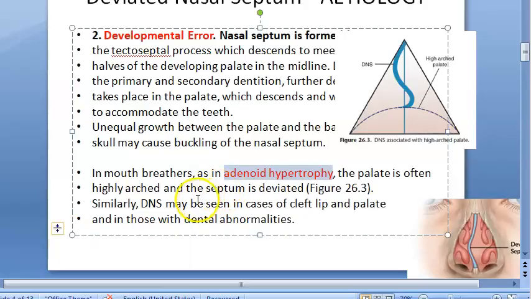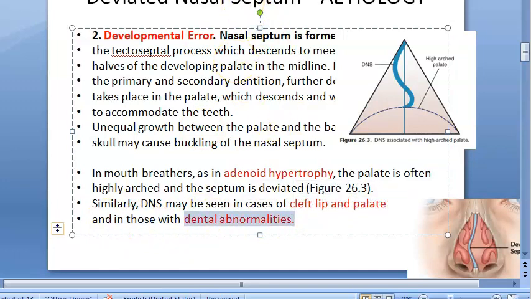In mouth breathers, for example adenoid hypertrophy, the palate is often arched. You know this, right? With an arched palate, the septum is deviated. DNS may be seen in cases of cleft lip and cleft palate, and even in people with dental abnormalities.